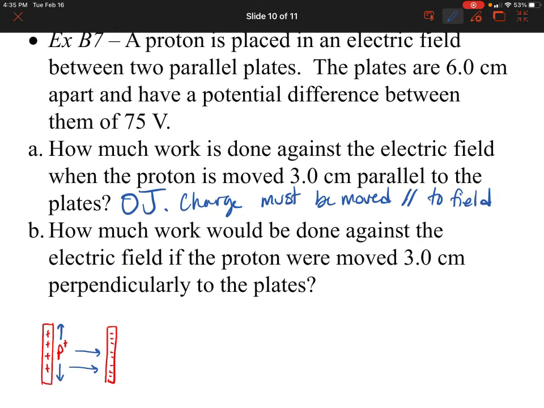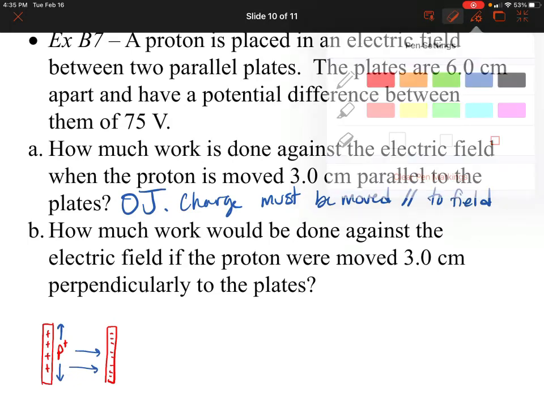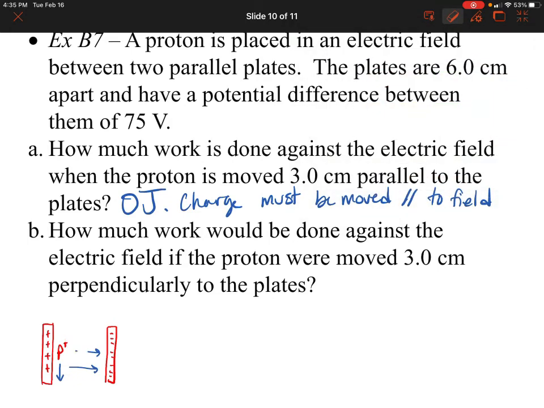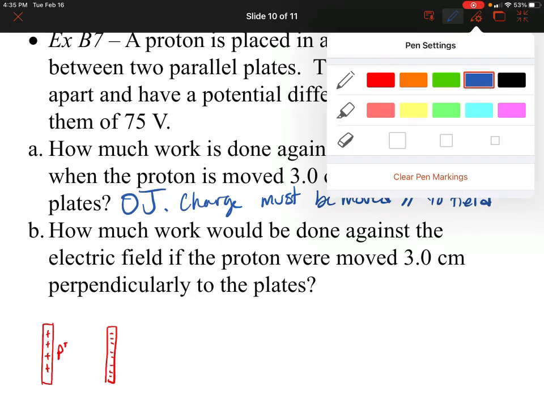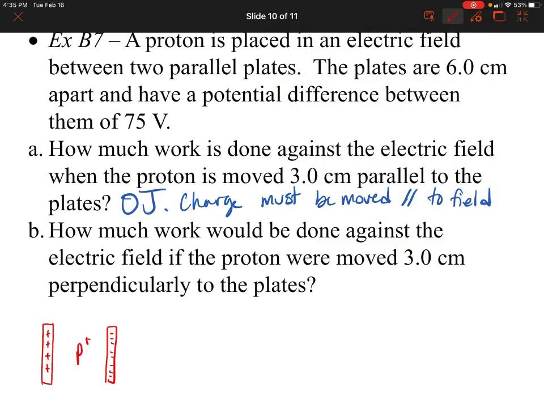Part B, how much work would be done against the electric field if the proton were moved 3 centimeters perpendicularly to the plates? Okay, now we're talking, because now we're actually talking about a situation in which our electric field is horizontal and we're moving it horizontally because I'm moving it perpendicularly to the plate. So say I move this, actually let's move our proton, say it was in the middle. Okay, and say I am moving it 3 centimeters against here. I'm moving it there. Say that's 3 centimeters. Okay, so I want to know how much work is done when you do that.